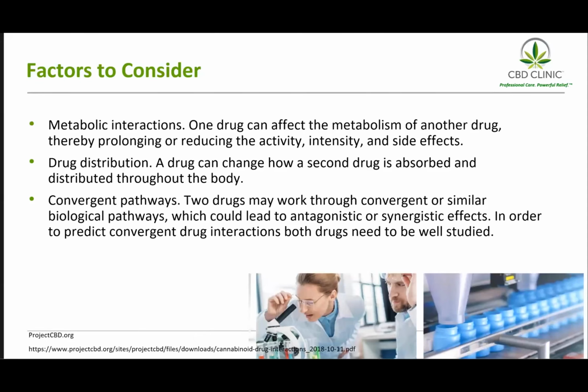Then there's drug distribution. That's how a drug can change how a second drug or compound is absorbed or distributed throughout the body. And then convergent pathways is when two drugs or two compounds are being metabolized through the same pathways. That can cause antagonistic effects where they cancel each other out, or it could cause a synergistic effect and make it feel like you have more of each. So in order to predict any kind of convergent drug interactions, especially with CBD, you really need to have both be well researched and understand how they work.